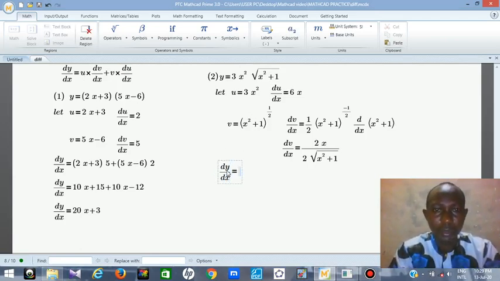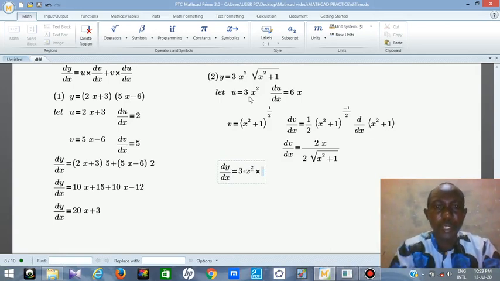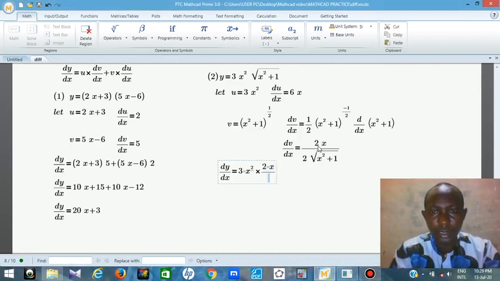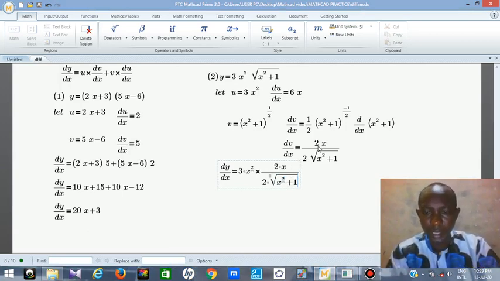So dy dx will now be equal to u, which is 3x squared, multiplied by dv dx, which is 2x divided by 2 root x squared plus 1, and that is that.